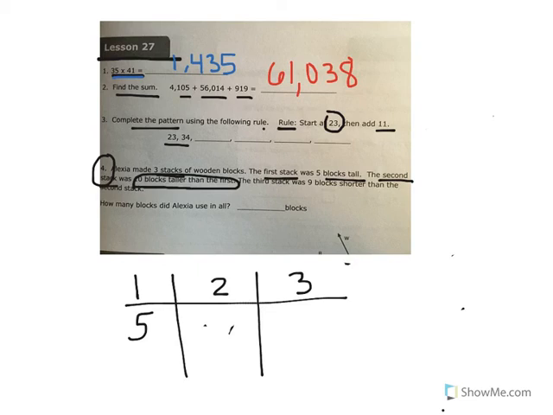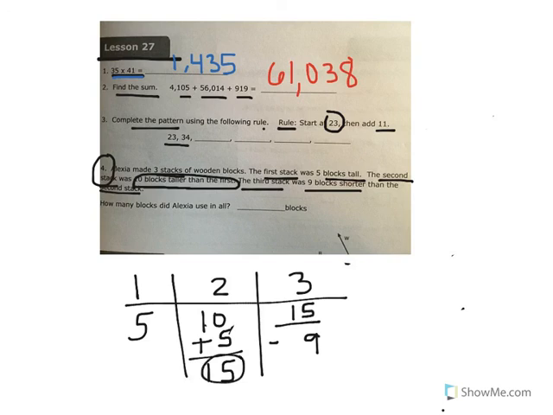I know more means add, so I need to do 10 plus 5 to get the total for the second one. Now the third stack was 9 blocks shorter than the second stack. So whatever the second stack was, I'm going to do minus 9. I need to find out what the second stack was first. So 10 plus 5 is 15. Now I have 15 for my second stack. The third stack is 9 blocks shorter than the second stack, so 15 minus 9 is going to be 6.